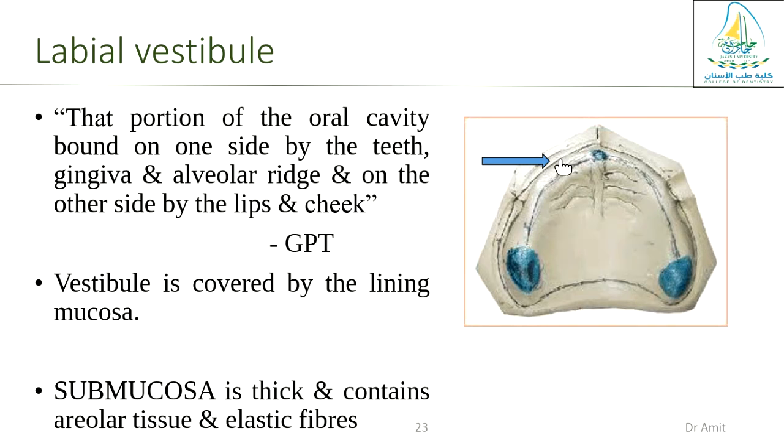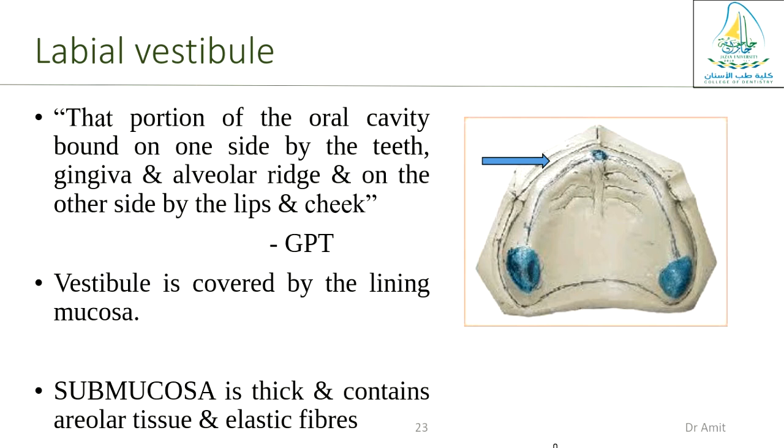So this is covered on the inside part by the bone, by the teeth, by the gingiva, and on the outside by the lips and the cheek. Now in the lips and the cheek we have different types of muscles. So outside it will be in contact with the orbicularis oris. We'll be discussing it here. And the vestibule is covered by the lining mucosa. Some mucosa is very thick in this area and contains areolar tissue and elastic fibers. So again it is a limiting structure.